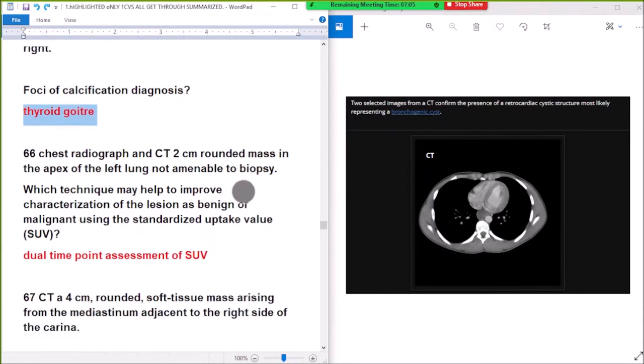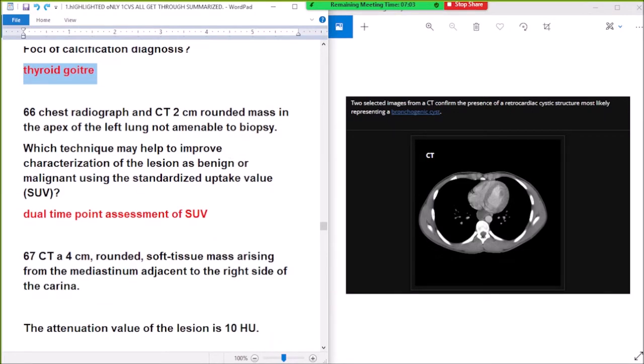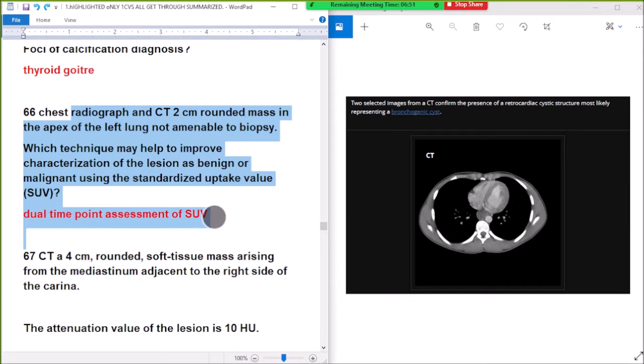Question number 66. Chest radiograph and CT show a 2 cm rounded mass in the apex of the left lung not amenable to biopsy. Which technique may help to improve characterization of the lesion as benign or malignant using SUV, standardized uptake value? Dual time point assessment of SUV.